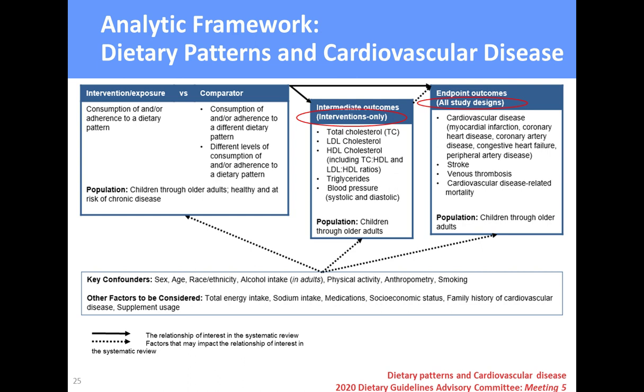Next slide for the analytical framework. This analytical framework provides the foundation for the question examining the relationship between dietary patterns and risk of cardiovascular disease. It builds off an existing review from the previous advisory committee. To streamline this review, intermediate outcomes were included only from intervention studies. Endpoint outcomes were considered for all study designs. So that box in the middle are those intermediate outcomes that were restricted only to intervention studies. Next slide.